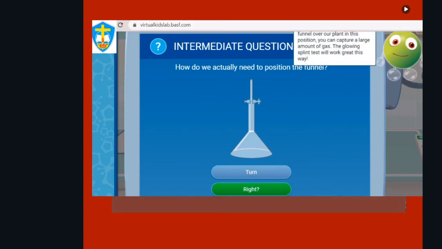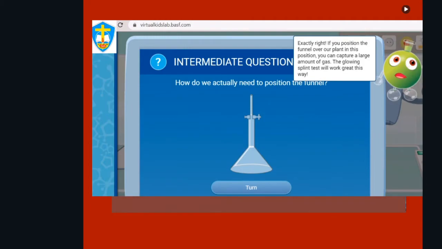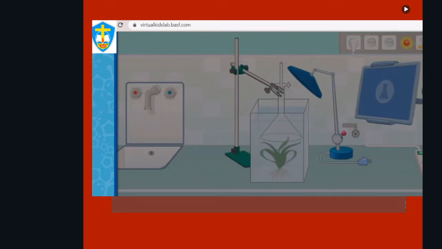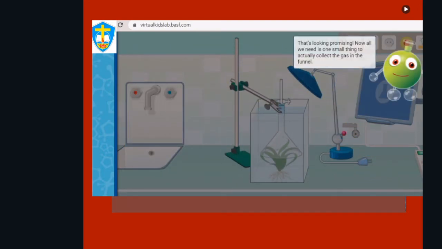Exactly right. If you position the funnel over our plant in this position, you can capture a large amount of gas. The glowing splint test will work great this way. That's looking promising. Now all we need is one small thing to actually collect the gas in the funnel.